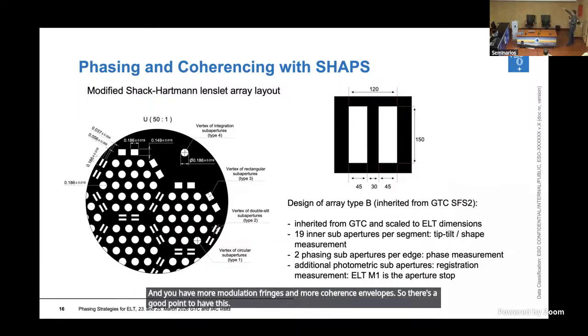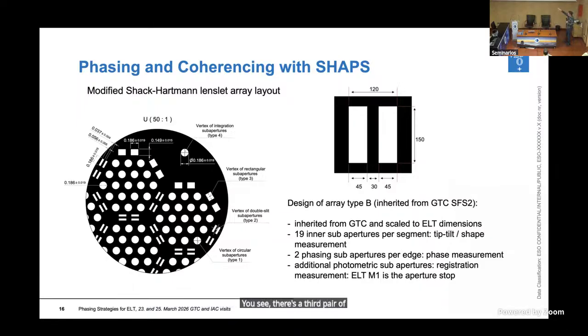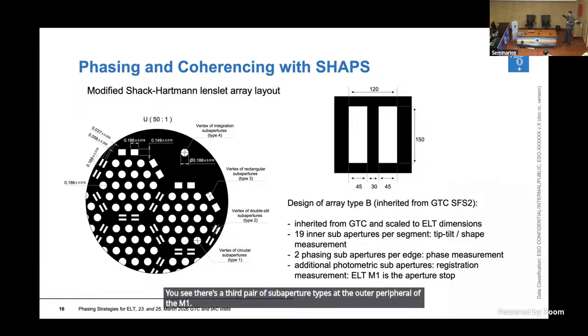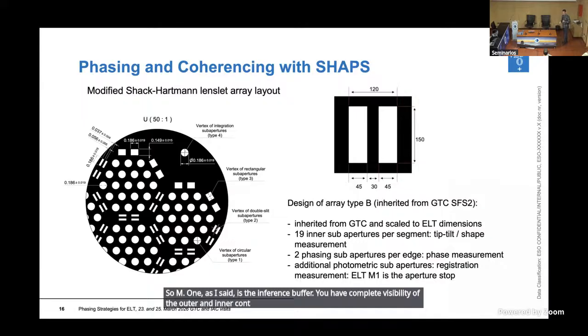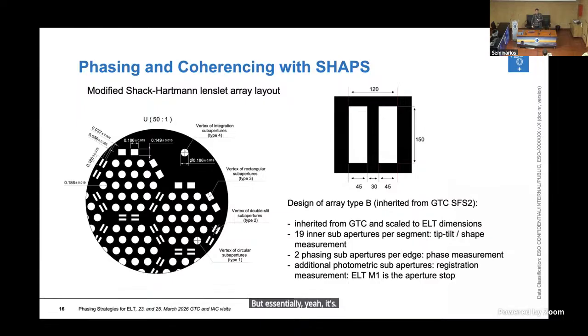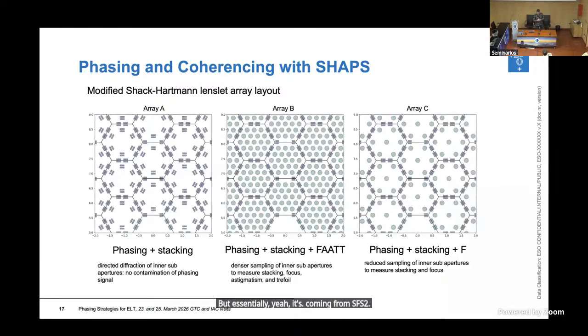You see there's a third pair of subaperture types at the outer periphery of the M1. These are rectangular boxes. These are registration subapertures. So M1, as I said, is the influence pupil. You have complete visibility of the outer and inner contour, so you can make use of that signal. And these are the guys that measure that. But essentially, yeah, it's coming from SFS2. We not only have this one, we have 2 others.